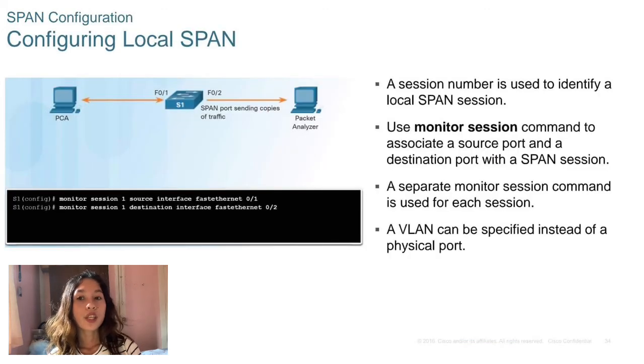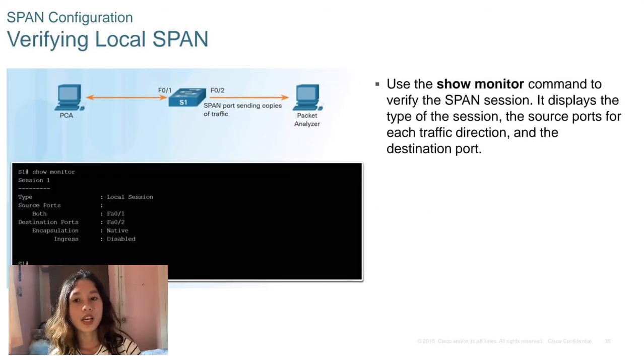And SPAN configuration. Configuring local SPAN: a session number is used to identify a local SPAN session. Use the monitor session command to associate a source port and a destination port with a SPAN session. A separate monitor session command is used for each session. A VLAN can be specified instead of a physical port. So another SPAN configuration is verifying local SPAN. Use the show monitor command to verify the SPAN session. It displays the type of the session, the source ports for each traffic direction, and the destination port.